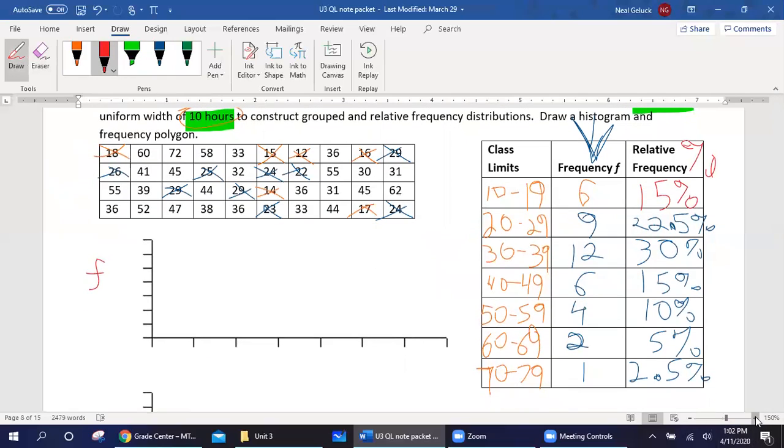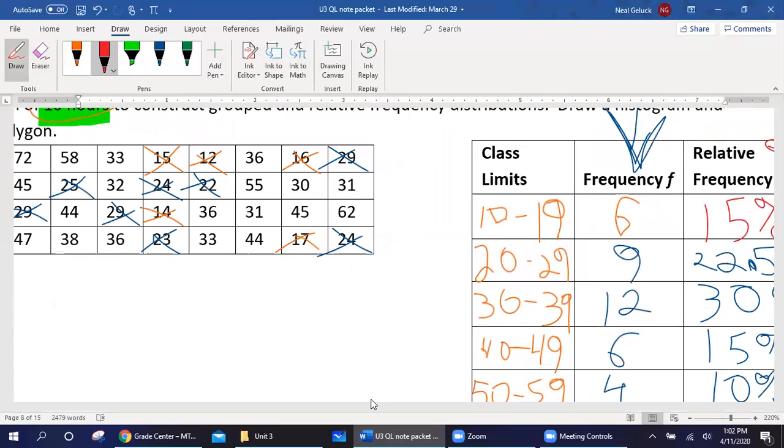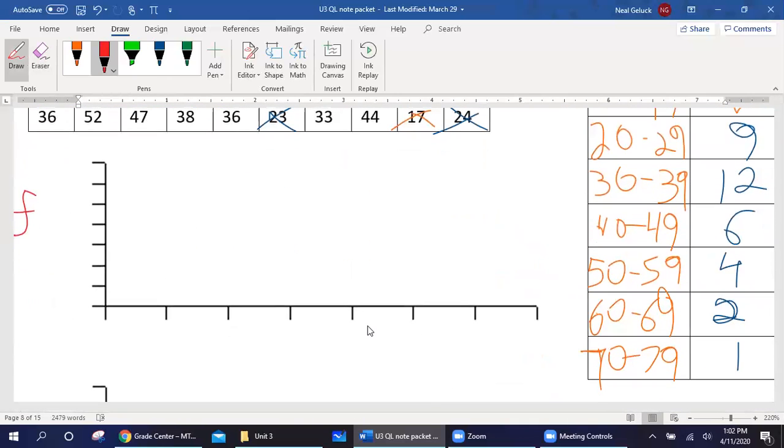I'm going to have to zoom in here so we can actually see what I'm drawing. So this is going to be my hours studying. And basically for each mark on the x-axis on the horizontal, I'm just going to use those class minimum numbers. I had 10, 20, 30, etc.